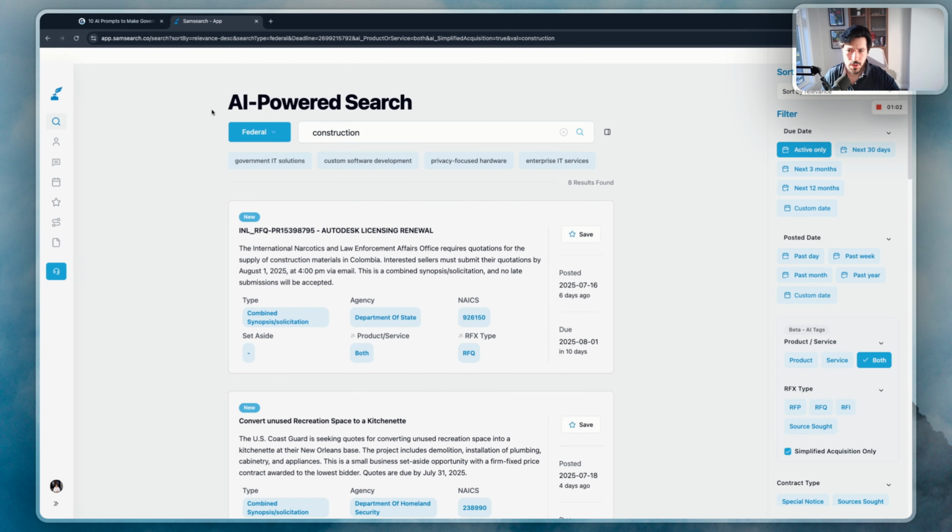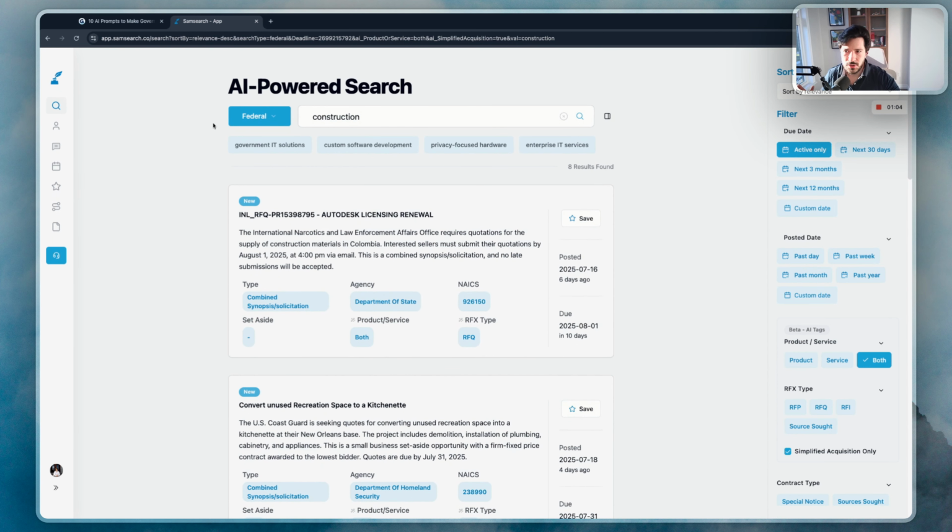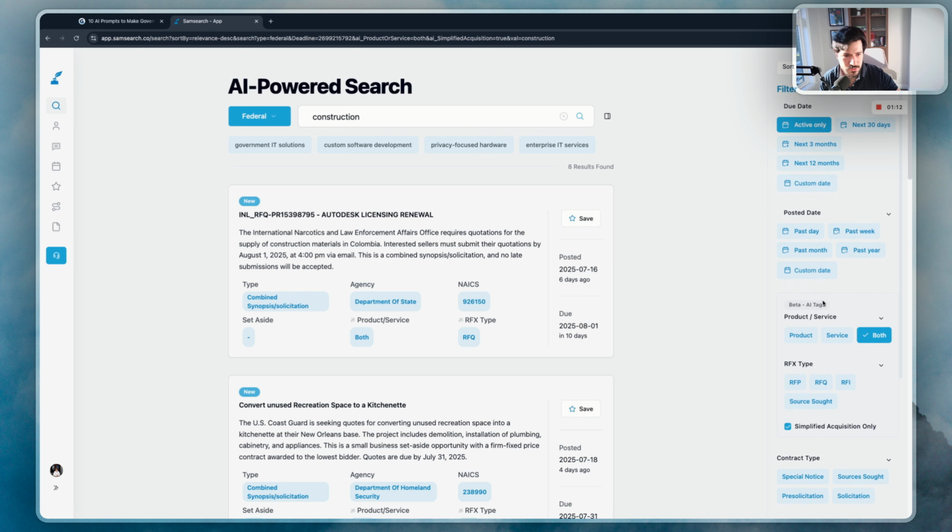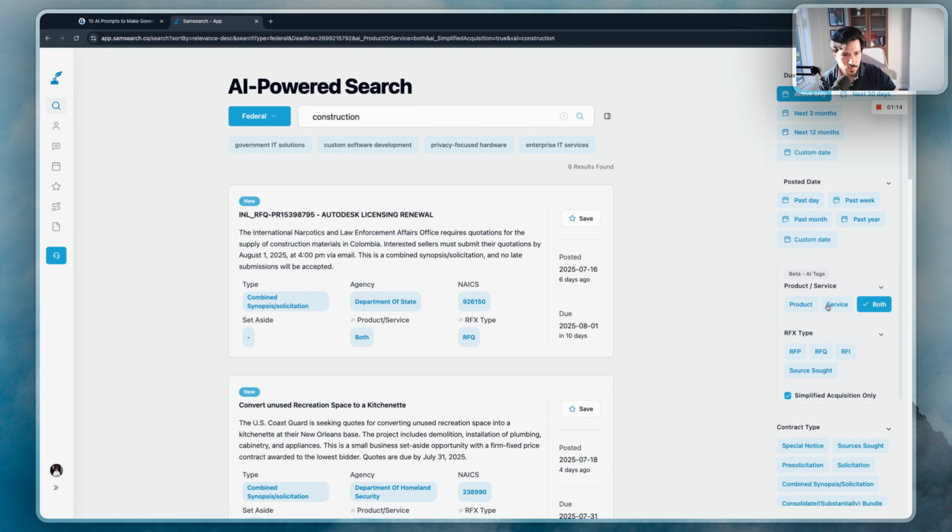I'm going to show you my process. You don't have to use SamSearch, this applies everywhere, but obviously SamSearch makes it easier. What I searched for was construction, and I'm looking for active-only contracts, and I use SamSearch AI tags to search for product and services. I want contracts that are not just a product or just a service, but a mix of both.